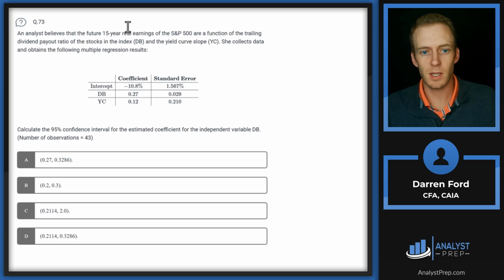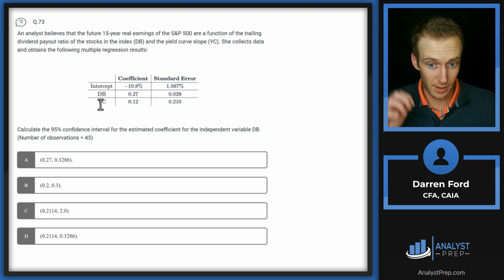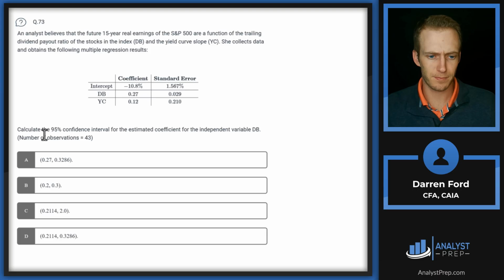Question 73. An analyst believes that the future 15-year real earnings of the S&P 500 are a function of the trailing dividend payout ratio of the stocks in the index, DB, and the yield curve slope, YC. She collects data and obtains the following multiple regression results. We have those results for these two variables, the dividend payout ratio and the yield curve slope, with their coefficients and standard errors. Calculate the 95% confidence interval for the estimated coefficient for the independent variable DB.